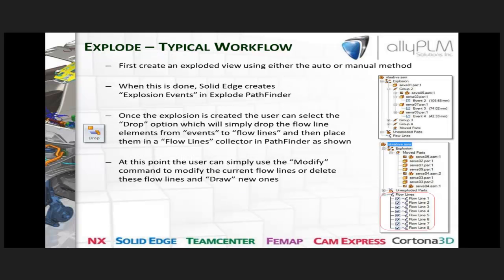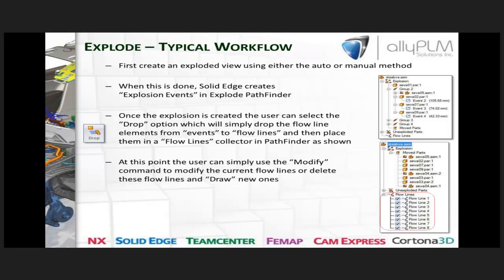The idea behind the new flowline command is to provide an easy-to-use tool to assist the user in manually creating the flow lines they want for draft and drawing documentation purposes, as I mentioned earlier. So for a typical workflow, first you create an exploded view using the auto or manual method. And when this is done, it'll place those explosion events into the explosion events collector in the Pathfinder.